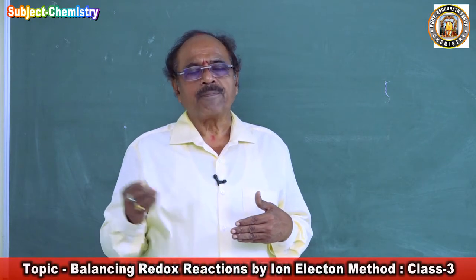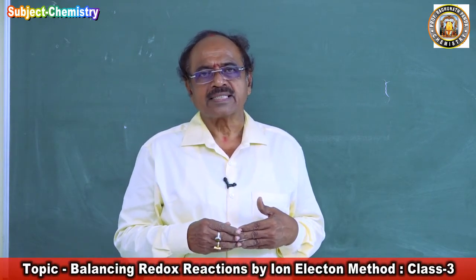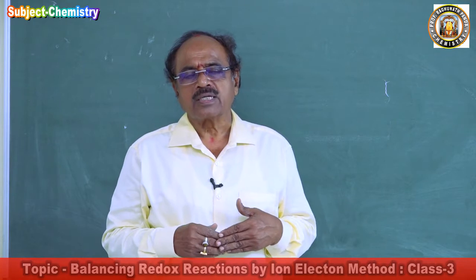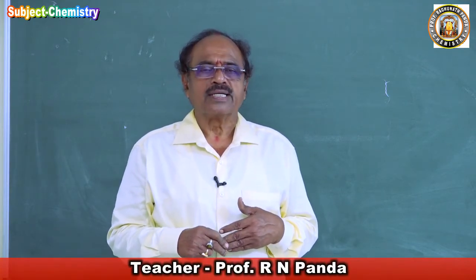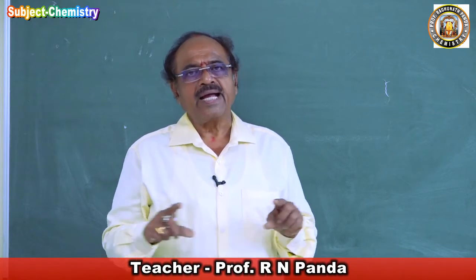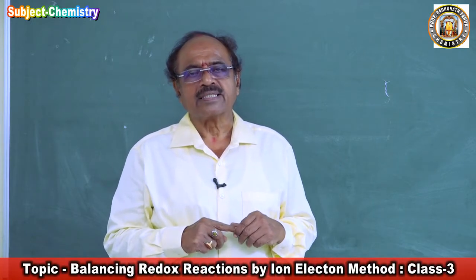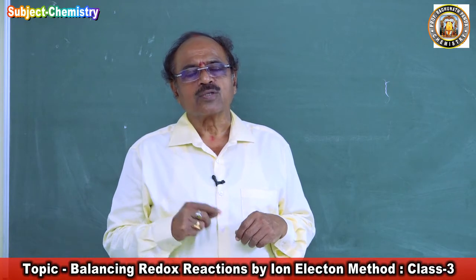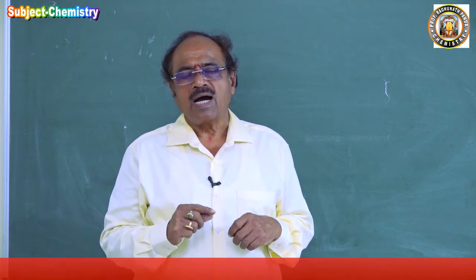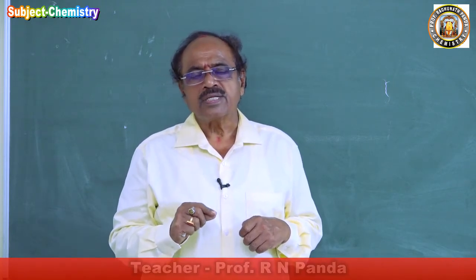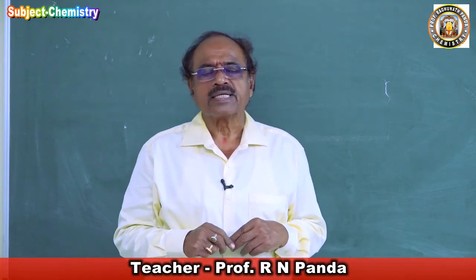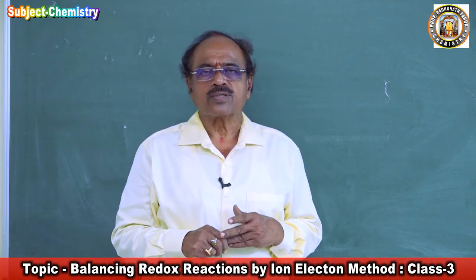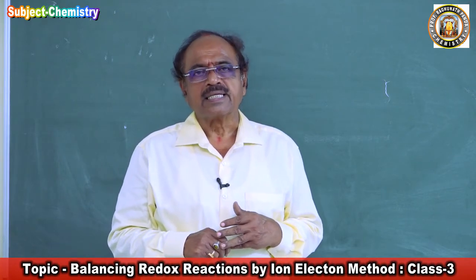So we multiply by small integers to cancel out the electrons of the oxidation half reaction with the electrons of the reduction half reaction, and add the oxidation half reaction and reduction half reaction to get the balanced equation in ionic form. This type of balancing is called the ion electron method of balancing redox reactions.